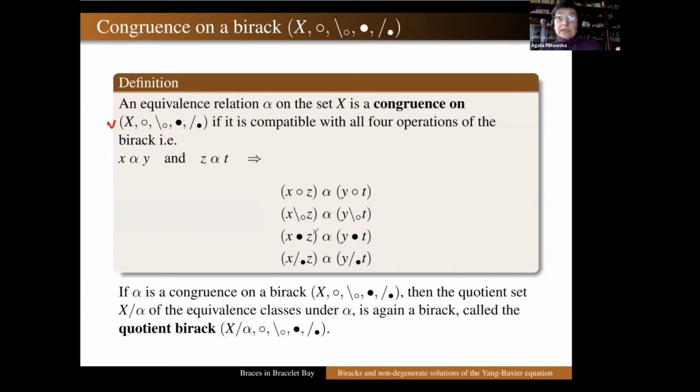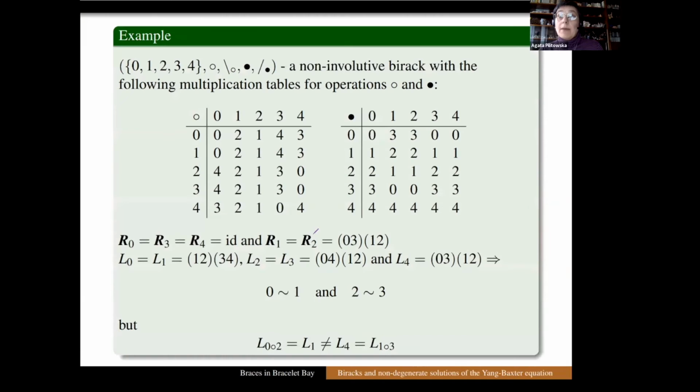So taking an involutive solution, we construct the corresponding Birack, and this retraction relation defined by Ettinghoff is a congruence relation of such a Birack. But in general, for a non-involutive Birack, it is not true.